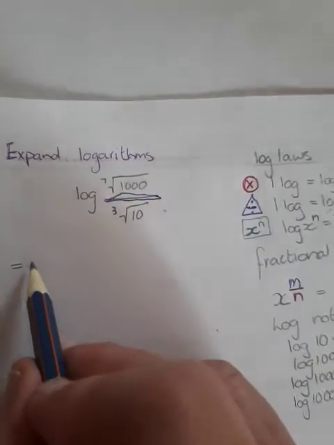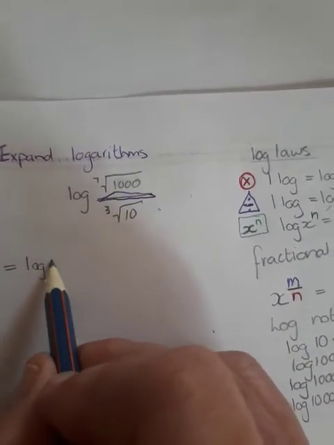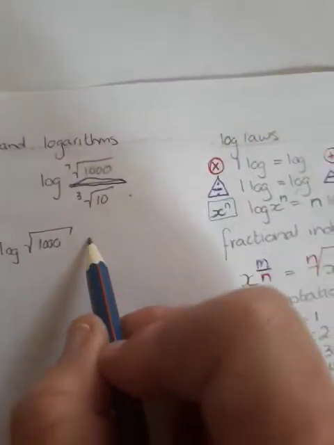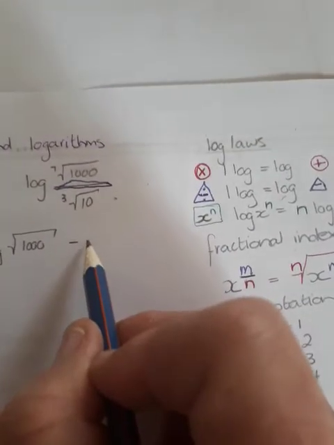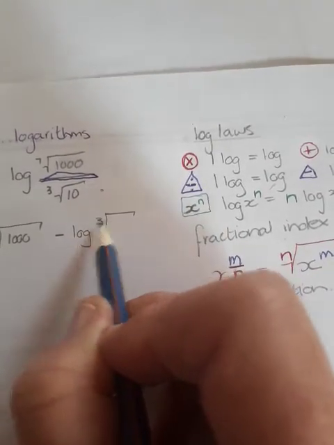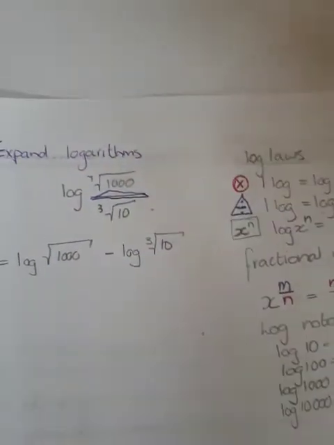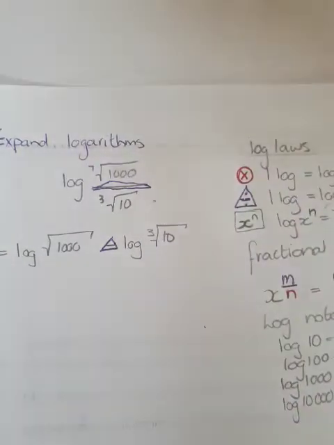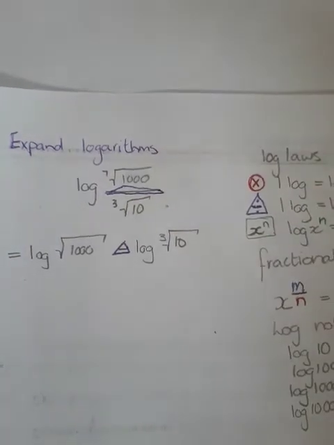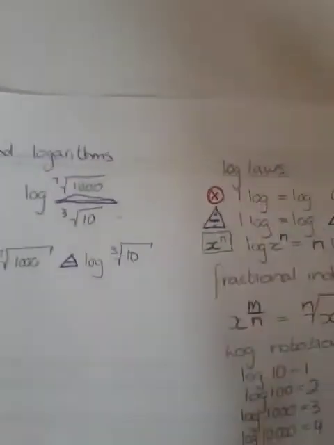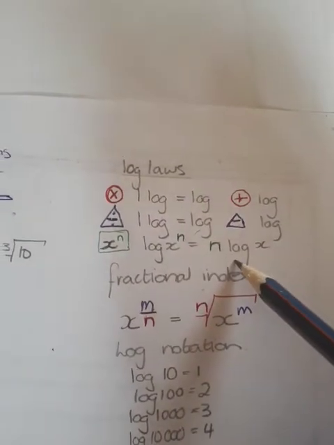So this will become the log of the 7th root of 1000 minus the log of the 3rd root of 10. And remember, once again, we are going to put this into a triangle. Okay, the 7th root. Then, if you look at this, we can now apply the power law.